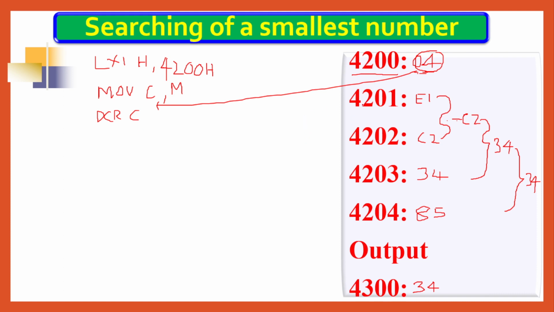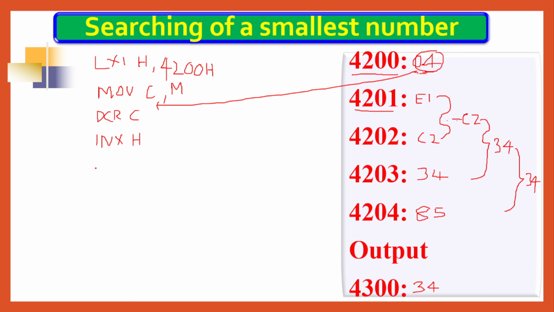Now we have to get the first element. The HL pair is currently pointing to 4200, but we need to get data from 4201. Then we have to use increment. Otherwise you can use LXI H, 4201 also, but it is not advisable because the program size will increase. For efficient programming, we are increasing the HL pair by 1, INX H. So now the HL pair is pointing to 4201.